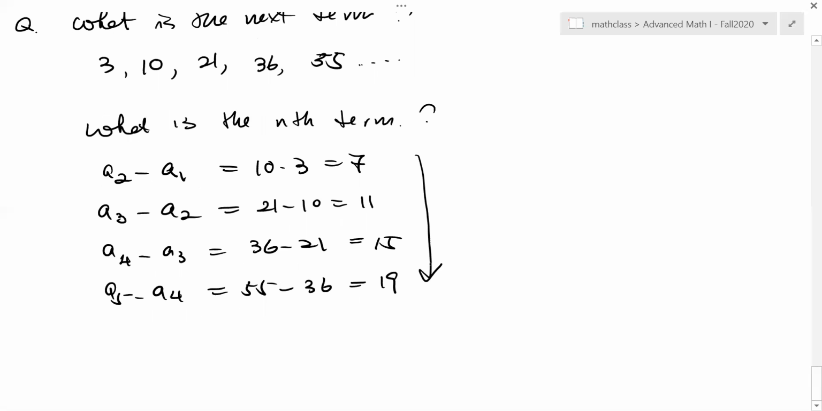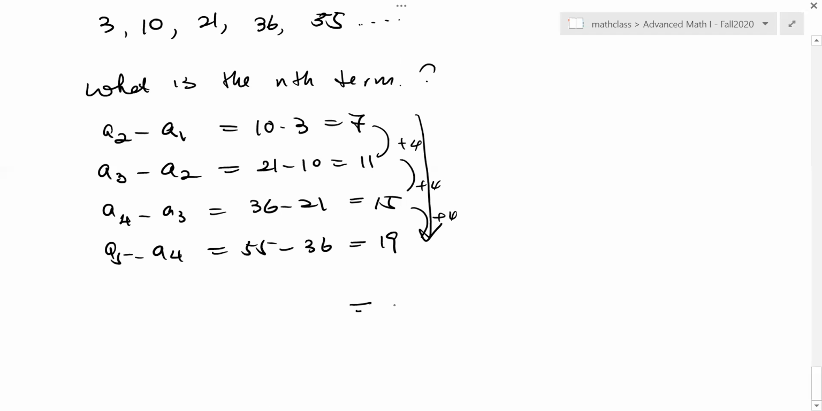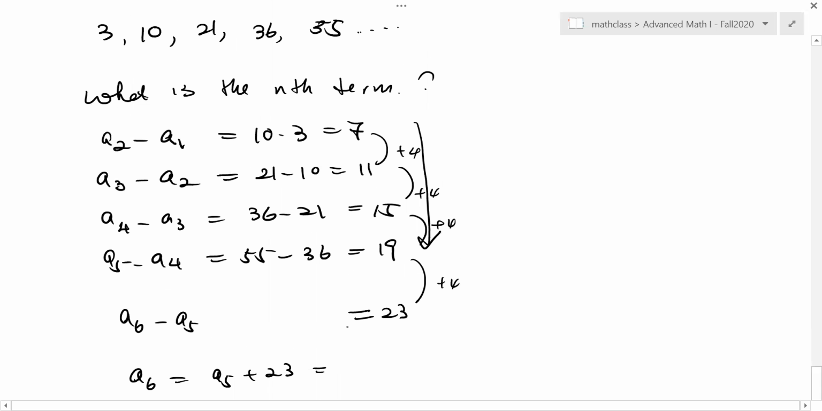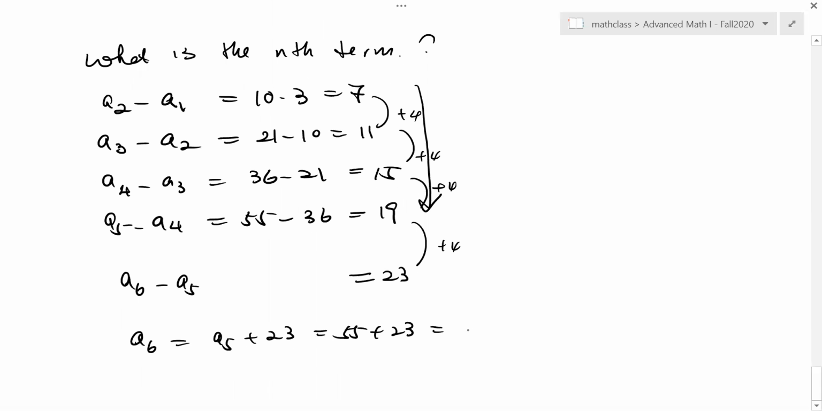So take a look at this pattern from 7 to 11 to 15 to 19. I think each time you add 4. So this is an arithmetic sequence. If you add 4 to 19, it's 23, right? So a6 minus a5 is going to be 23. Therefore a6 is going to be a5 plus 23, and a5 is 55. So that is going to be 78.